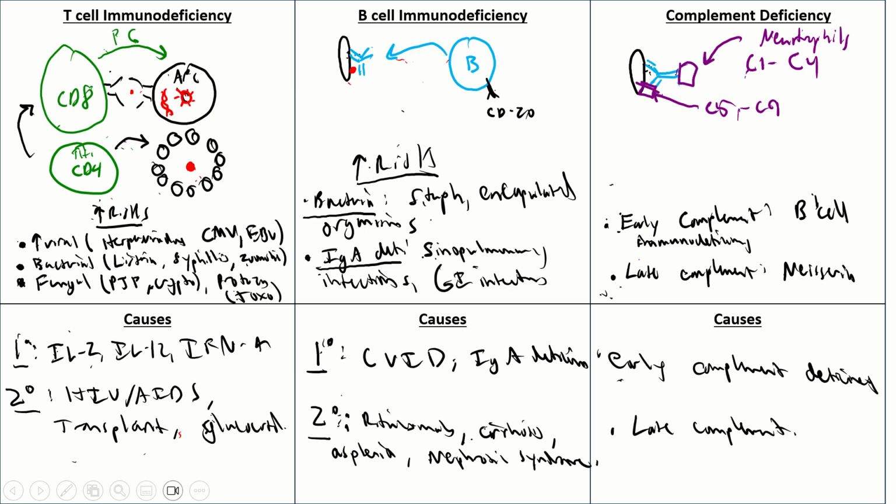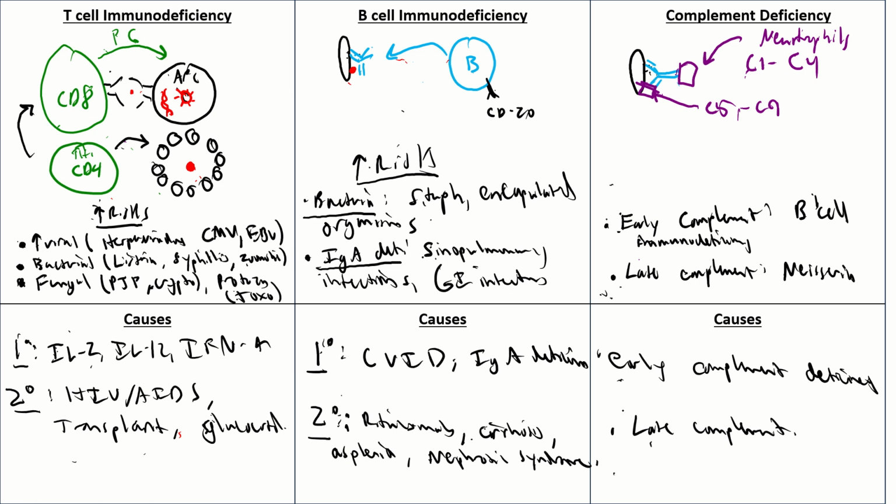So the thought is that the lipopolysaccharide on the membrane of Neisseria is very, very susceptible to complement, and our body really relies on late complement with that membrane attack complex to kill it. So late complement really puts you at risk for Neisseria.